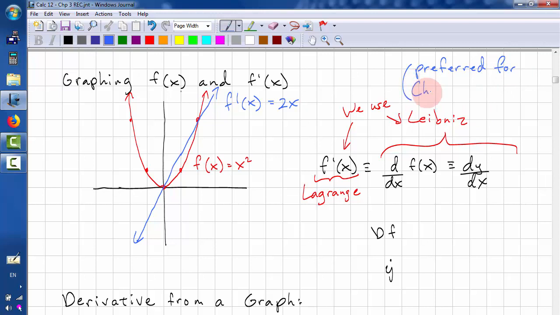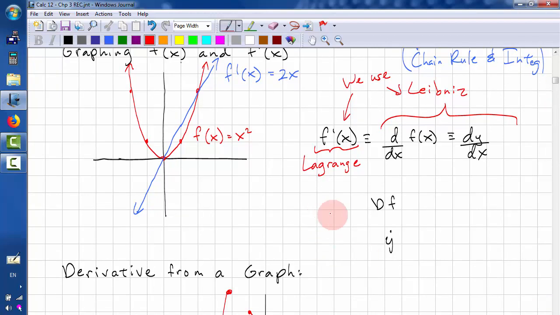For chain rule and integration. We'll get to integration later. And to complete your understanding, this is Euler, which is not used very often. This is Newton's, and this is used in physics.